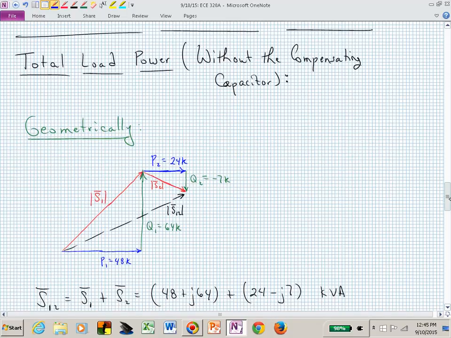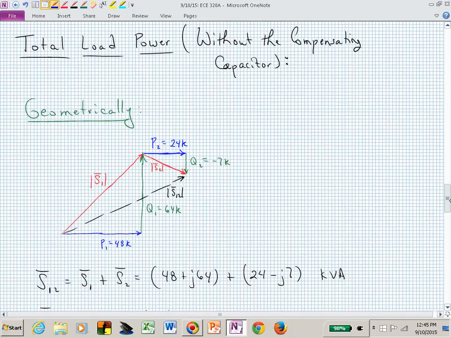Here's now the total load power sketched. I'm just attaching these complex powers head to tail, tail to head. To obtain the head of the complex power S1, I just go horizontally 48 and up 64. That gives me S1 at the appropriate angle. And then I add to that S sub 2 by going horizontally and vertically.